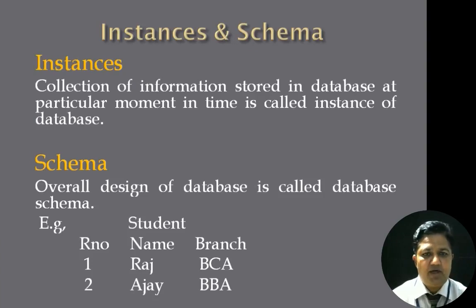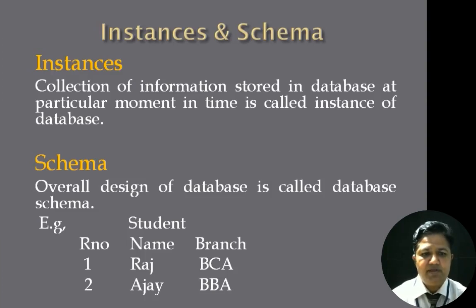Number one is instance. As we know, a database changes over time whenever we insert information into the database or delete information from the database. Our database, as we have already discussed, is a collection of data, and we represent a database in terms of tables, and each table is represented by columns and rows. So a database changes over time whenever information is inserted or deleted. An instance is a collection of information stored in a database at a particular moment in time. It is called an instance of the database.